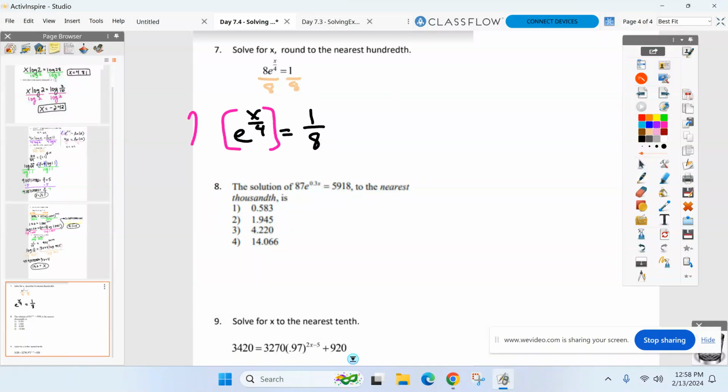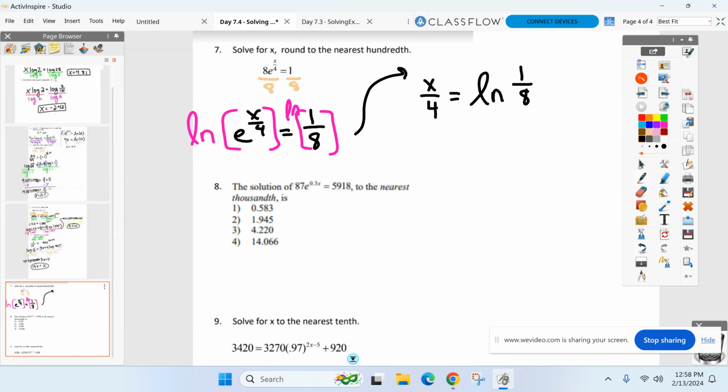That automatically cancels out the e. Just make sure you keep the natural log on the other side. We canceled that out. x over 4 equals natural log of 1/8. Again, you want to bring it down and log the e and log the 1/8. All right, great, go. Whatever floats your boat.